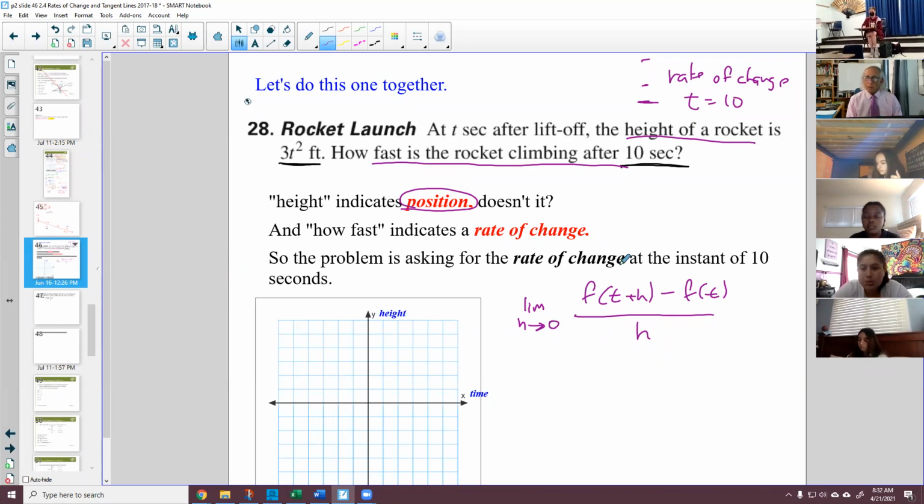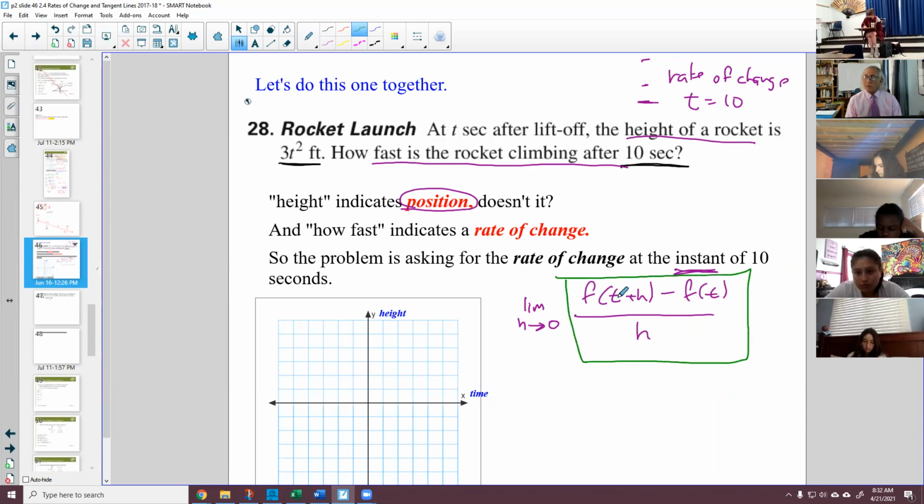Okay. This gives us the rate of change at an instant. Now, if I just said, what's the average rate of change? Well, then Isabella was right. The average rate of change I can find just by doing this. But if I want it at an instant, then I have to do it with the limit as h approaches 0.